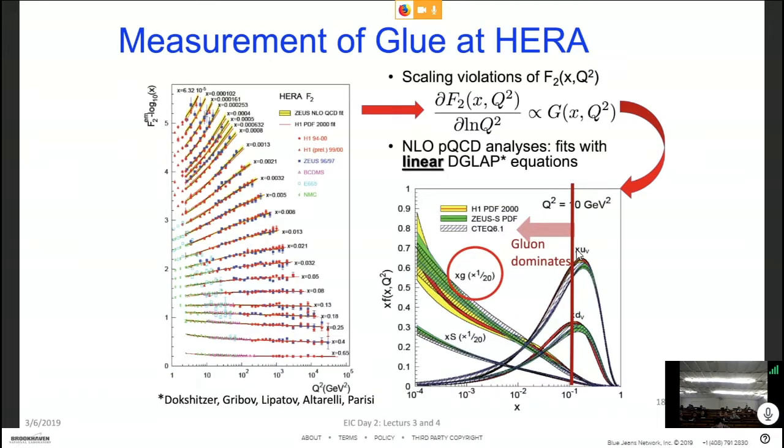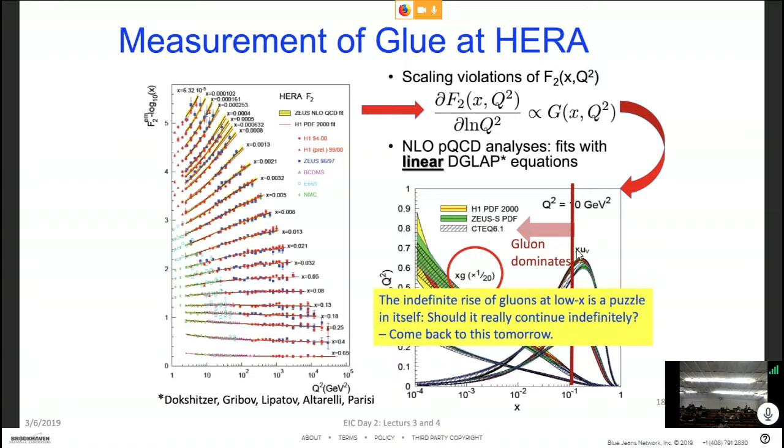You've seen this plot in my introductory lecture. I've told you that the gluon dominates at x of 0.1 or below, and that is shown by dividing it by a factor of 20, because otherwise this plot will look very strange. And I will show you that strange plot tomorrow in the lecture on the EIC.